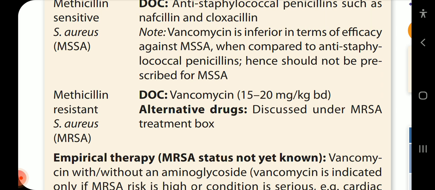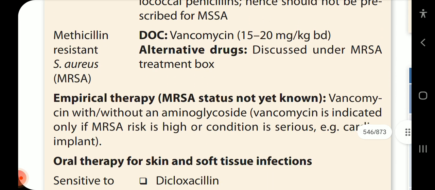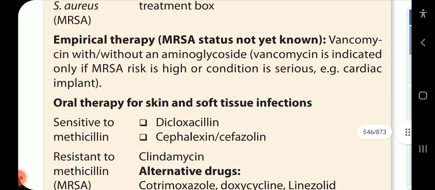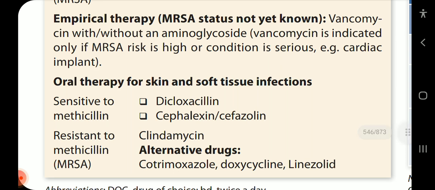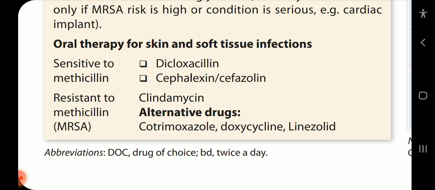for MSSA. Methicillin resistant Staph aureus, MRSA. Drug of choice is vancomycin 15 to 20 mg per kg BD. Alternative drugs discussed under MRSA. Empirical therapy. MRSA status not yet known. Vancomycin without an aminoglycoside. Vancomycin is indicated only if MRSA risk is high or condition is serious. Example, a cardiac implant.